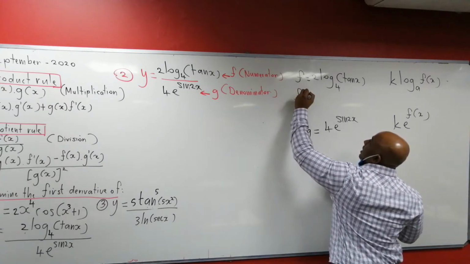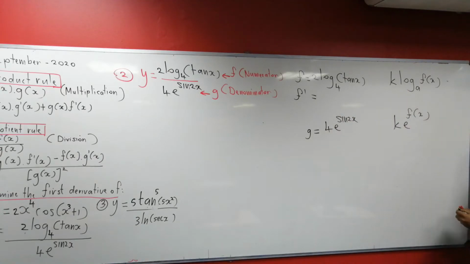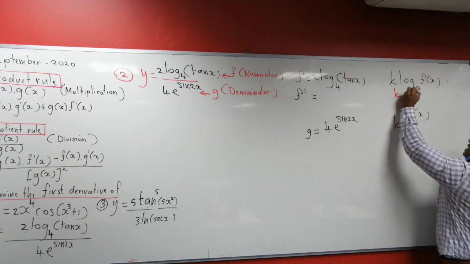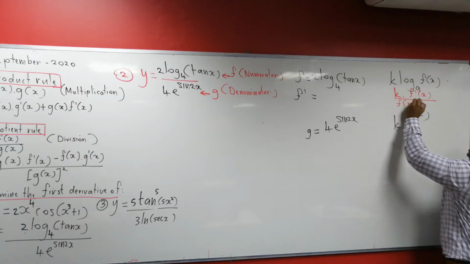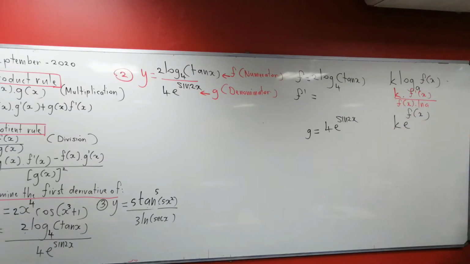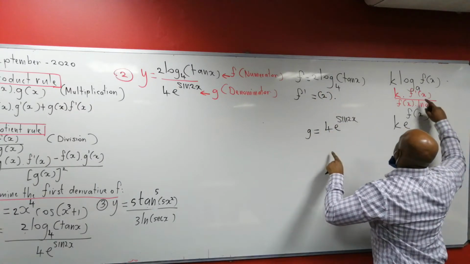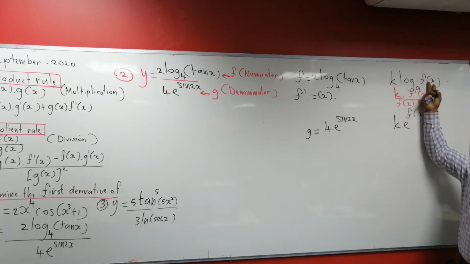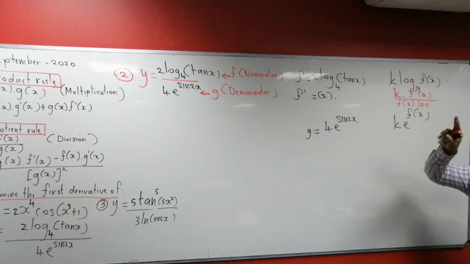So now, f prime. What is the derivative of k log f of x to the base a? The derivative here is going to be k times f prime x, all divided by f of x ln a. That is the formula to differentiate log. So we got 2 multiplied by f prime x. What is my f of x? F of x here is tan x. So f prime x means differentiate tan x.